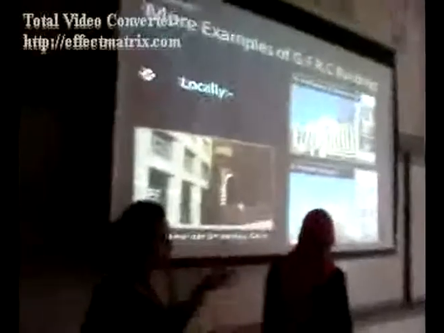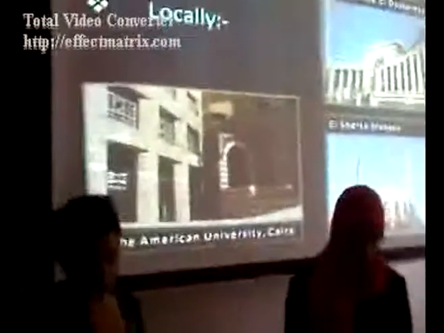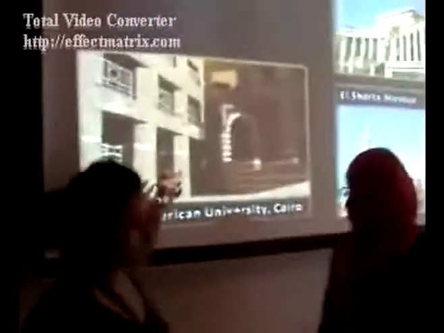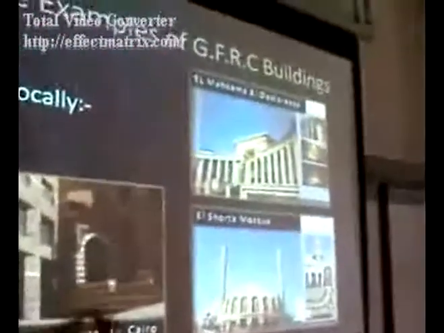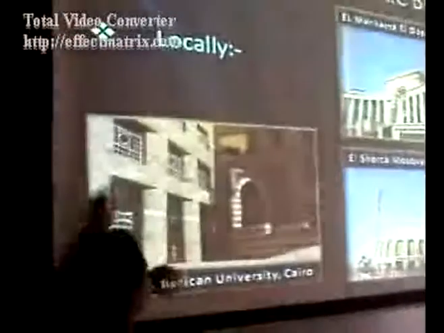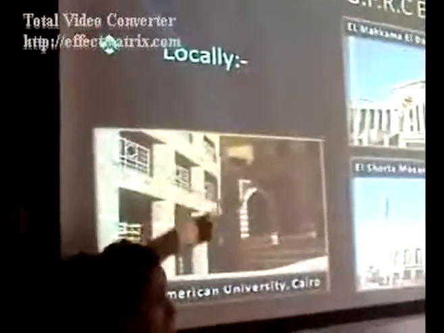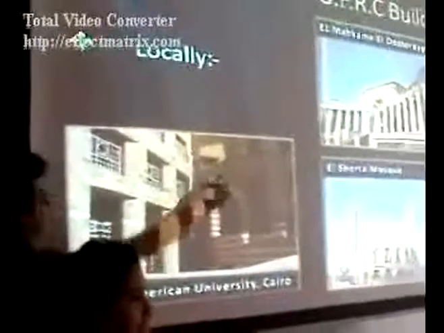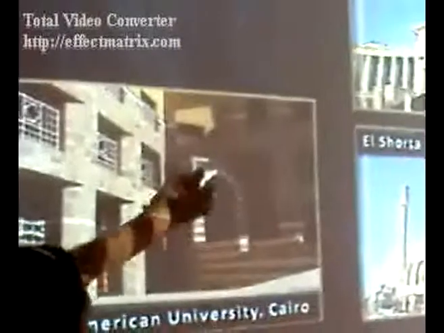These are some examples of the usage of GFRC in Egypt. There's a training campus, and this is the chemical civil. Where is the GFRC used? Here, this arch and all this side. The arch is GFRC, the thing on top.